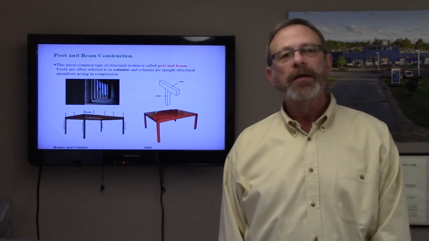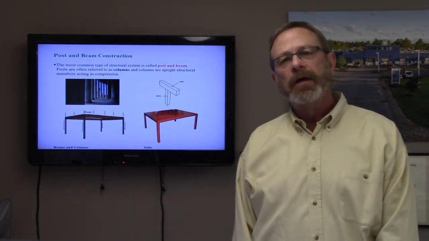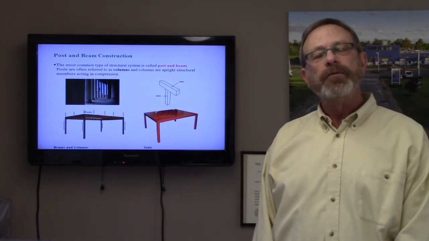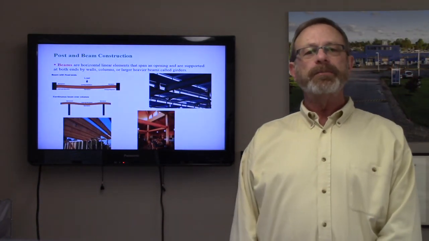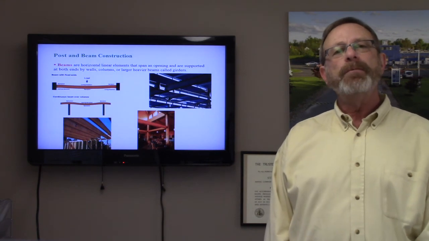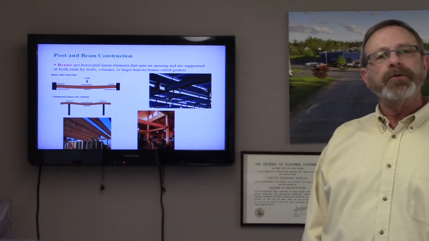Now, that table is the dead load. If we add a fruit bowl or a book on there, then that's the live load, increasing the load that the earth needs to resist. So beams are the horizontal elements that span an opening and are supported at both ends by walls or columns. The posts we can also refer to as columns.